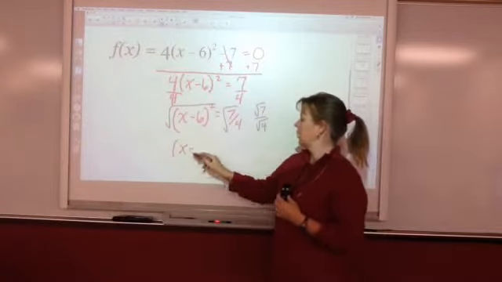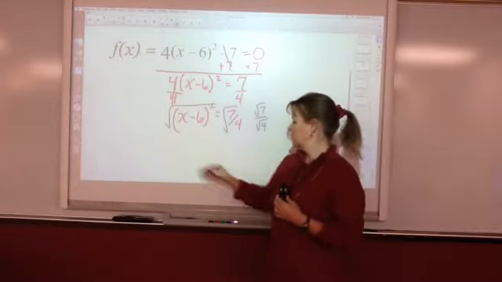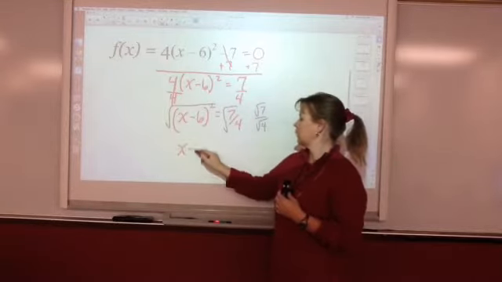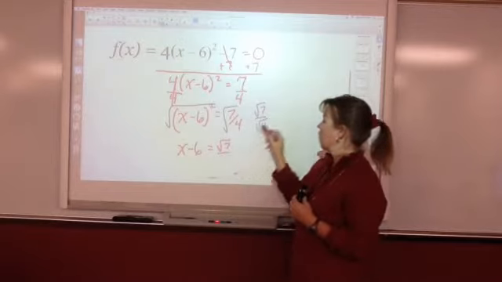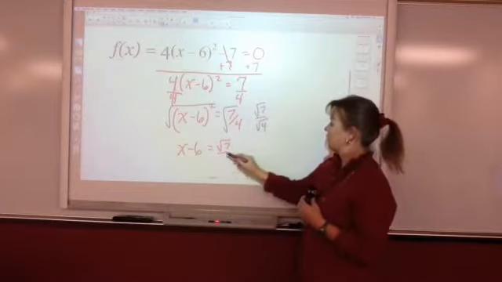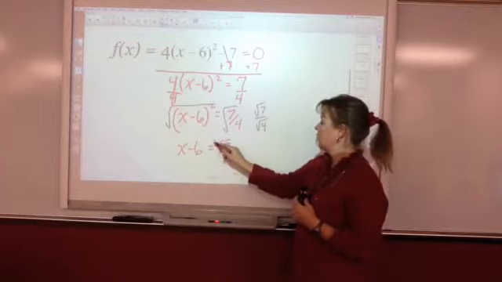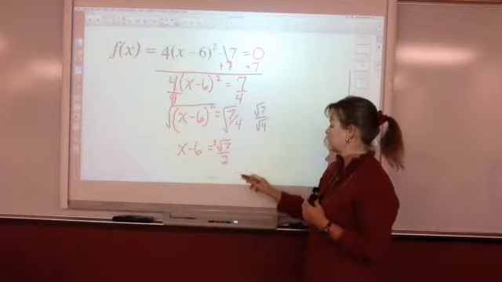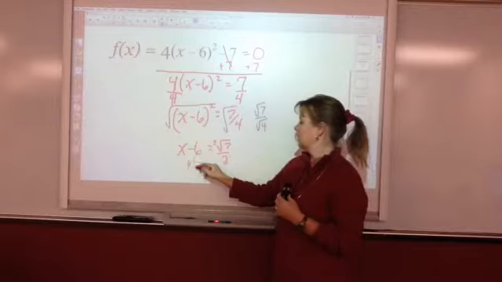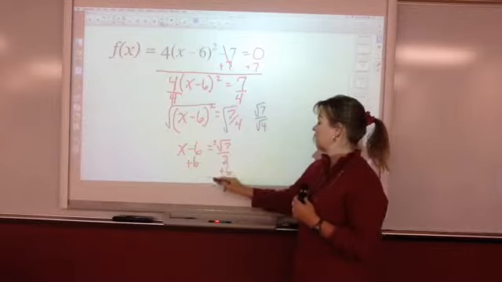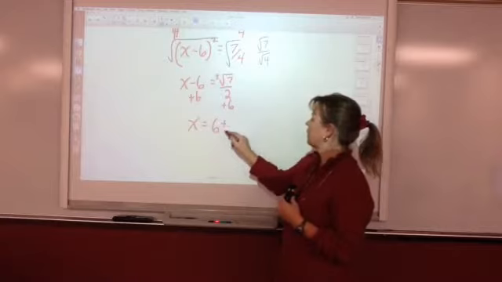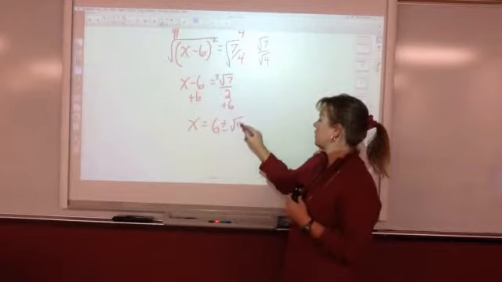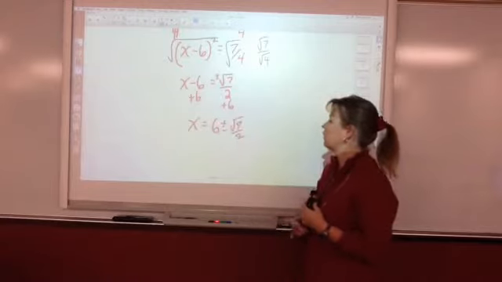That can be simplified, I don't need the parentheses anymore, as x minus 6 equals the square root of 7 over the square root of 4, which is 2, and you're going to need both a positive and a negative. Add 6 to both sides. Those are not like terms, so we'll leave it in standard form. 6 plus or minus the square root of 7 over 2.